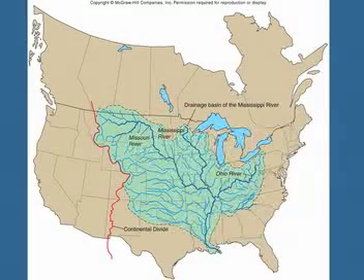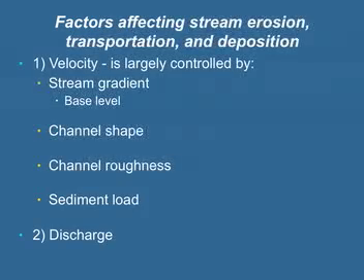That's pretty cool. All right, so streams erode, transport, and deposit sediments, but they typically don't do all three at once. So a lot of times they're doing 2 out of the 3. And we'll try to figure out kind of what controls which 2 they're doing. And so, factors that control which of those 3 scenarios are taking place.